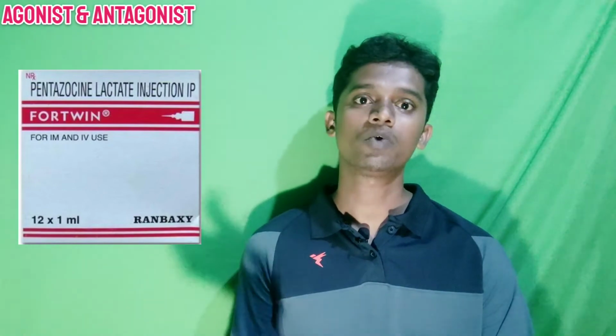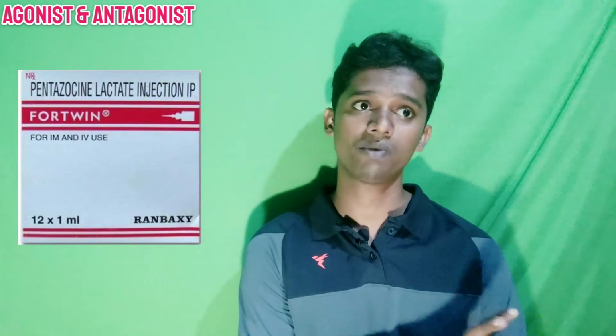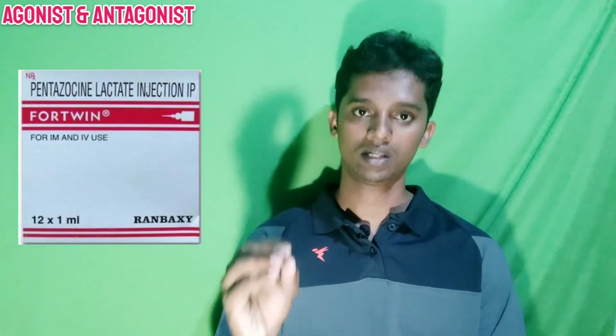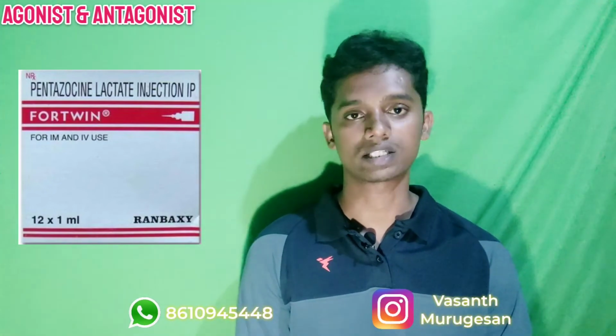So these are all about agonist and antagonist in pharmacology. If you want to see an example for partial agonist, pentazocine is a partial agonist at the mu opiate receptor. At the mu opiate receptor there are so many pure agonists, but pentazocine will bind to the receptor and produce only low or minimal intrinsic activity. That is why pentazocine is called a partial agonist of opiate receptors.